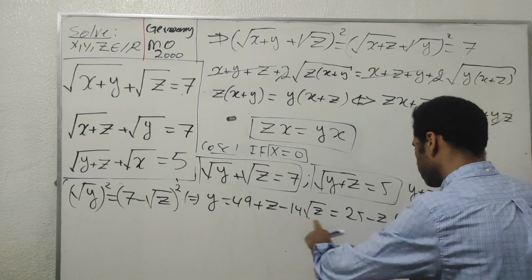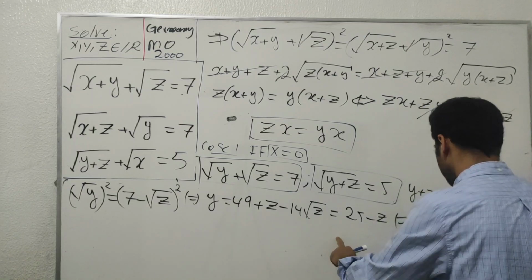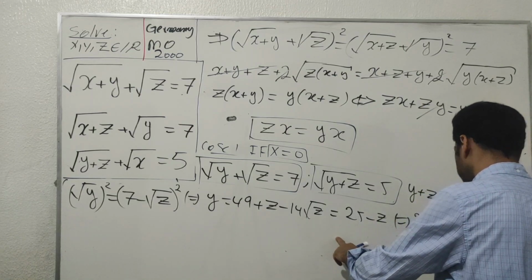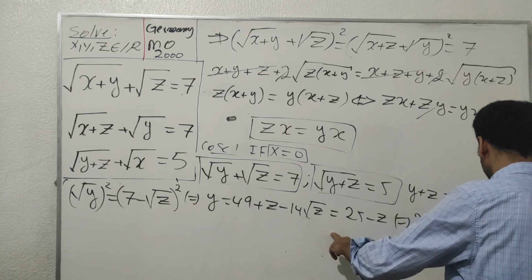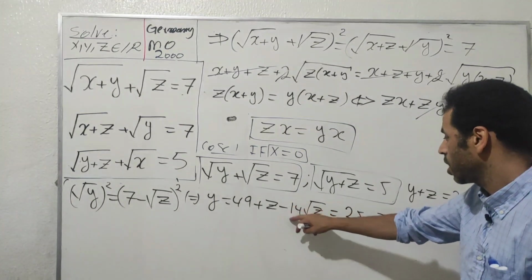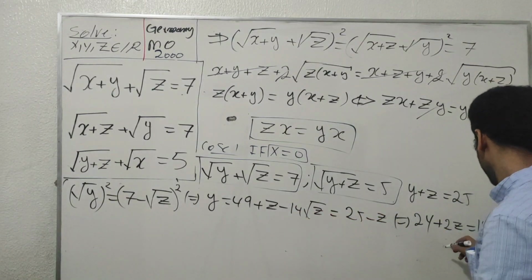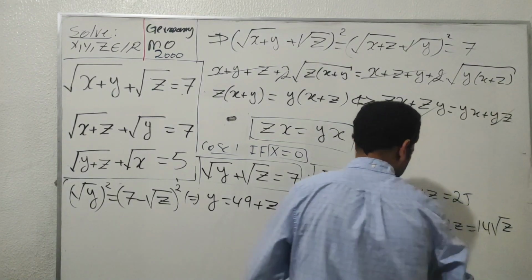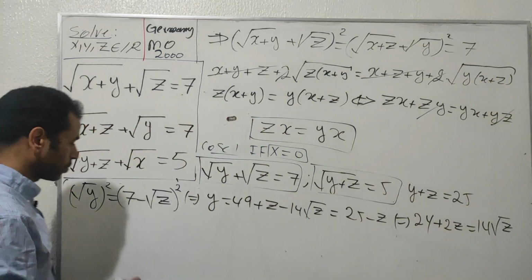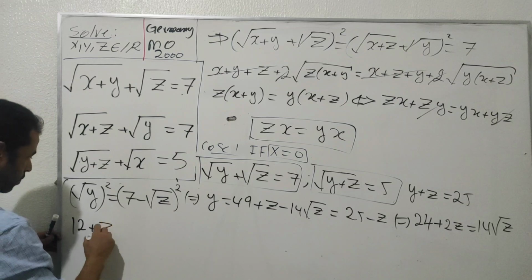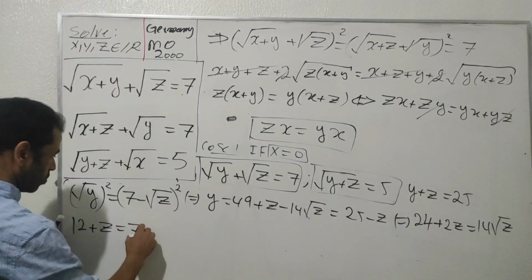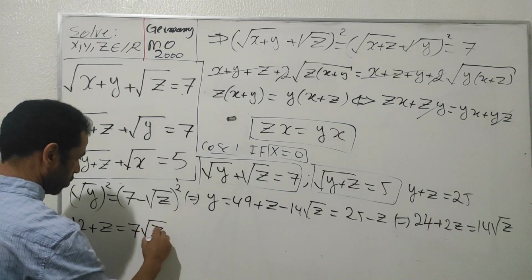I get z minus z plus z, which gives us 2z equals 14 square root of z, because I have moved this term to the right. Then I'm going to divide both sides by 2. I get 12 plus z equals 7 multiplied by the square root of z, like this.